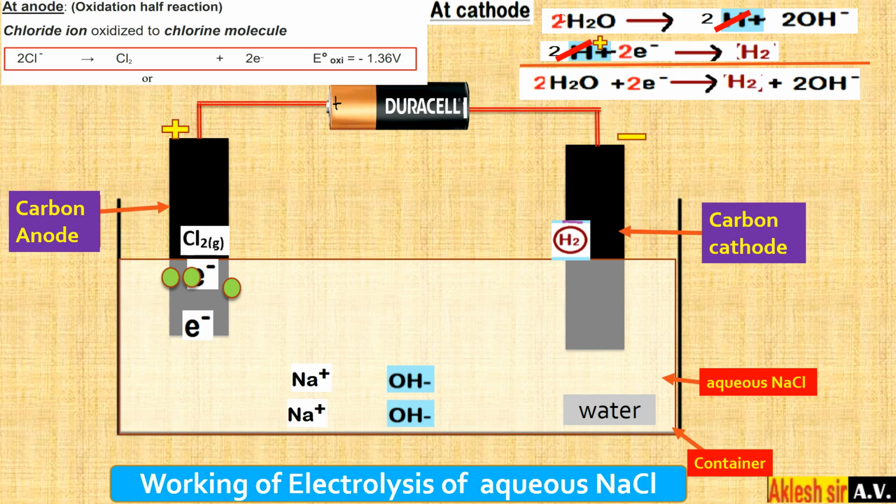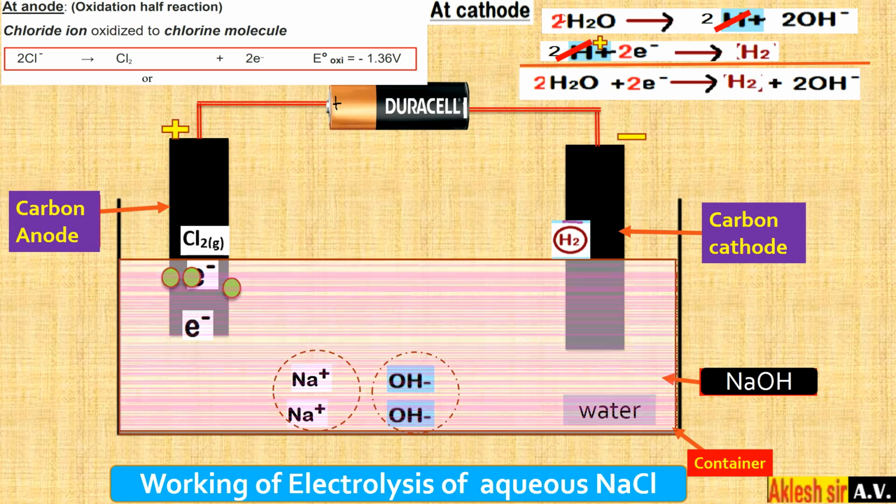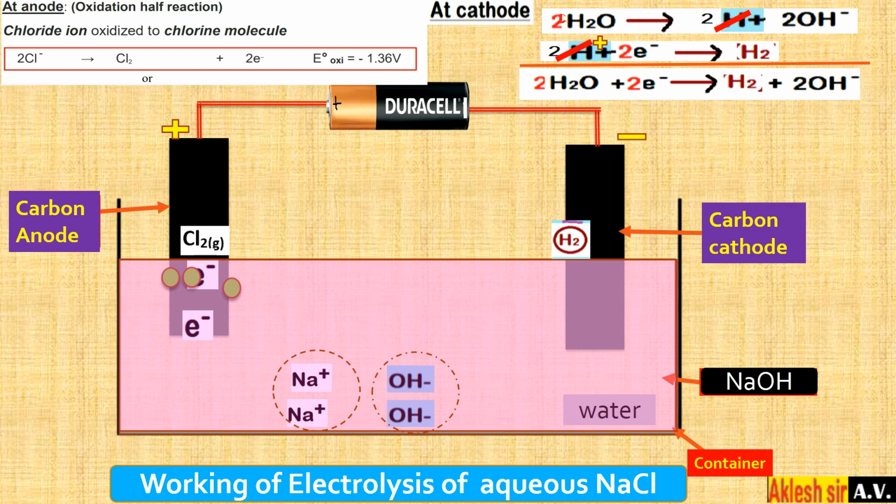Because Na+ ions remain unreacted and OH- ions are formed at the cathode, the NaCl solution is converted to NaOH solution. Thus, on adding a drop of phenolphthalein, the colorless solution changes to pink color, indicating that sodium hydroxide is alkaline in nature.